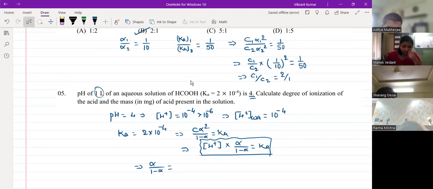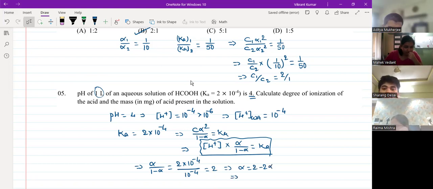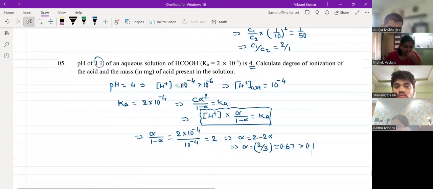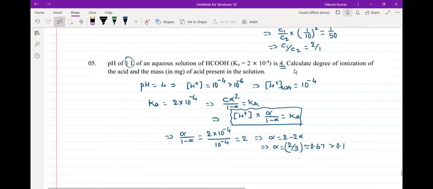And यहाँ पे assumption in fact शायद valid भी नहीं होगा. So if you see this one, 2 into 10 raised to minus 4 upon this is 10 raised to minus 4. So this becomes 2. And definitely assumption valid नहीं होगा यहाँ पे. So alpha is 2 minus 2 alpha, which means alpha is, if you check that, 2 by 3 आ रहा है, which is 0.67 जैसा, greater than 0.1. तो अगर मैंने assumption ले लिया तो 1 minus alpha को 1 लिख दिया तो it will be wrong. It will give you wrong result, है ना. So that's one part. So this is one answer.